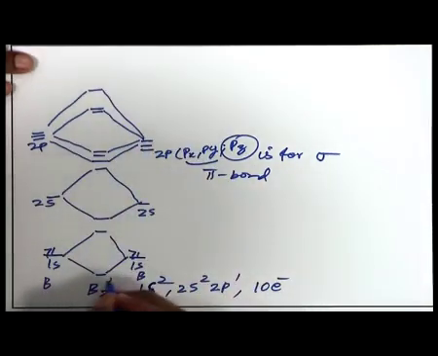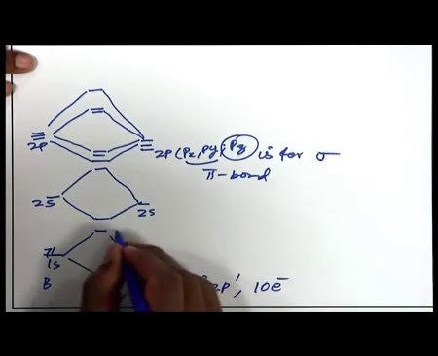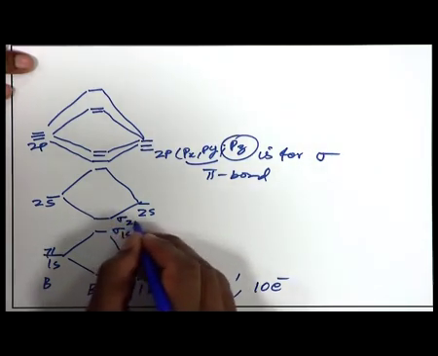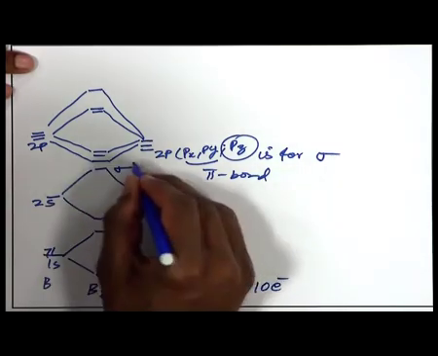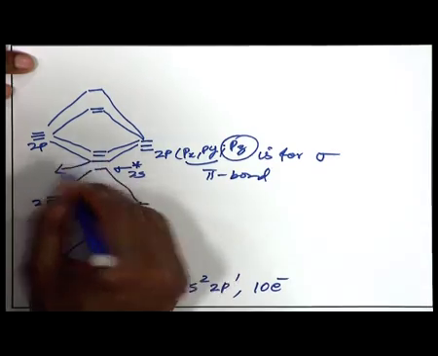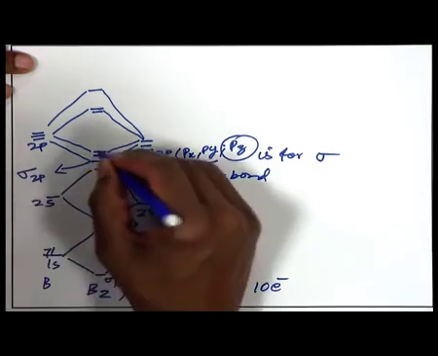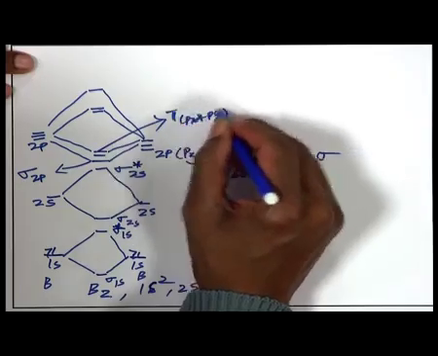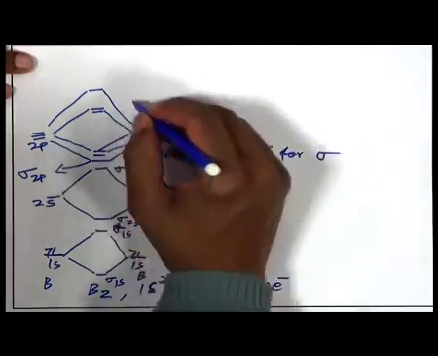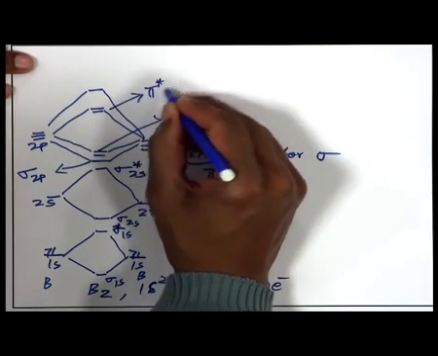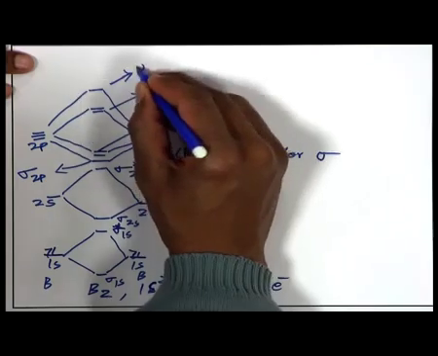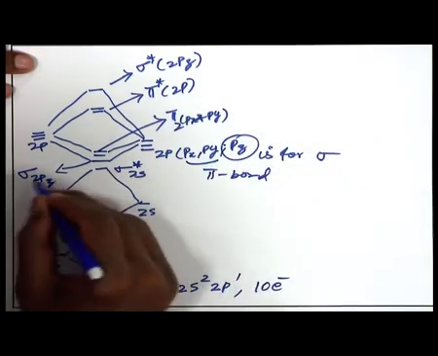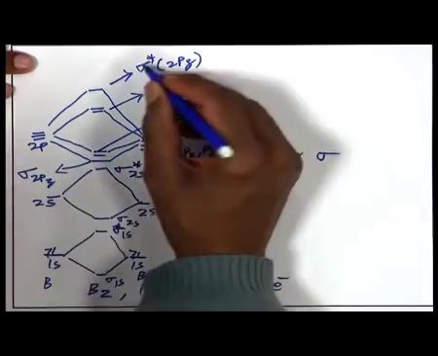So, this is a sigma orbital formed by 1s orbitals, and this is a sigma star orbital formed by 1s orbitals. This is a sigma orbital formed by 2s orbitals, and this is a sigma star orbital formed by 2s orbitals. This one is the sigma orbital formed by 2p orbitals, and this one is the pi orbital, where px and py orbitals are there, formed by 2p orbitals. This is a pi star orbital formed by 2p orbitals. This is a sigma star orbital formed by the 2pz orbital, and the sigma orbital is also formed by the 2pz orbital.